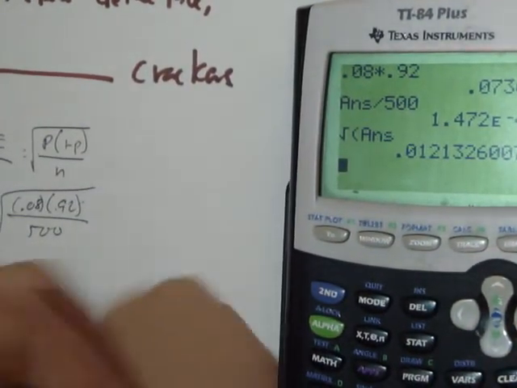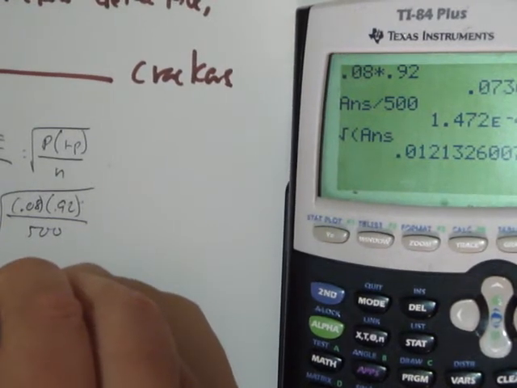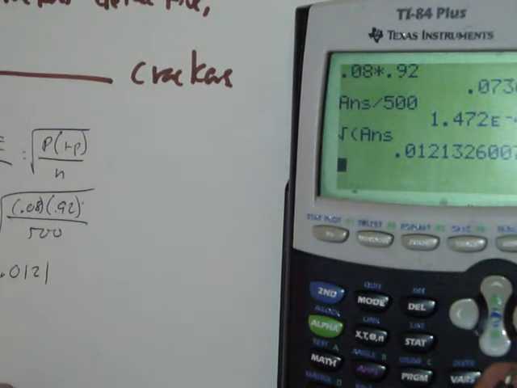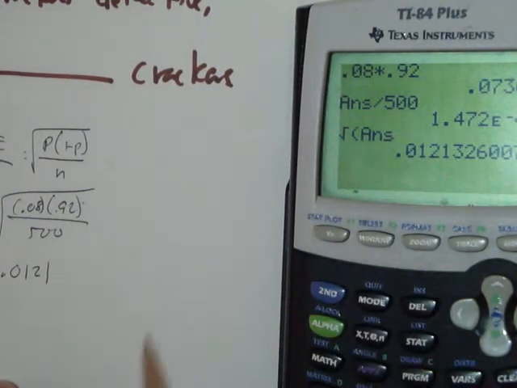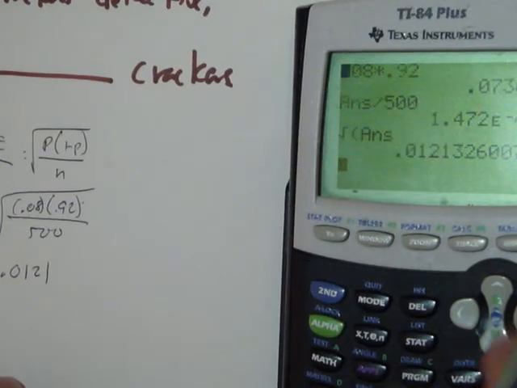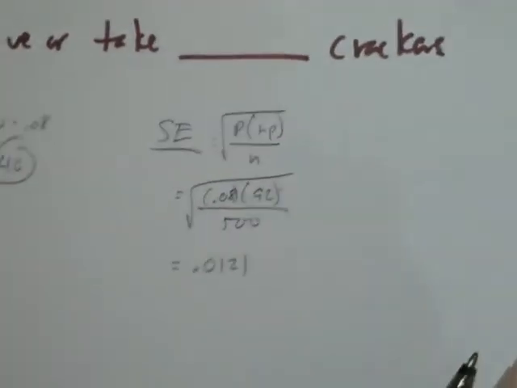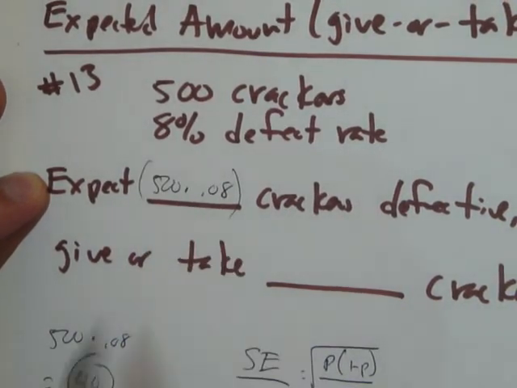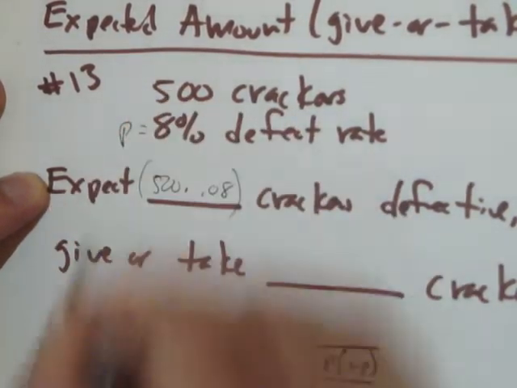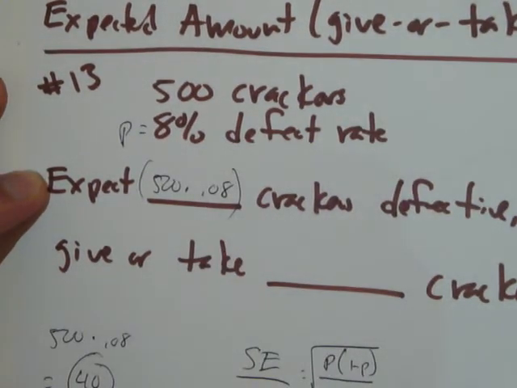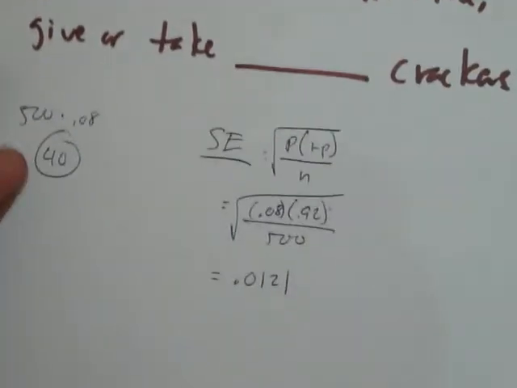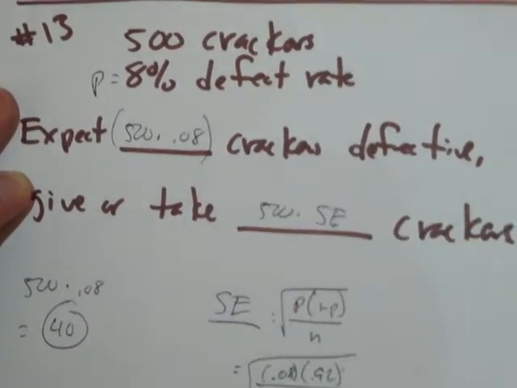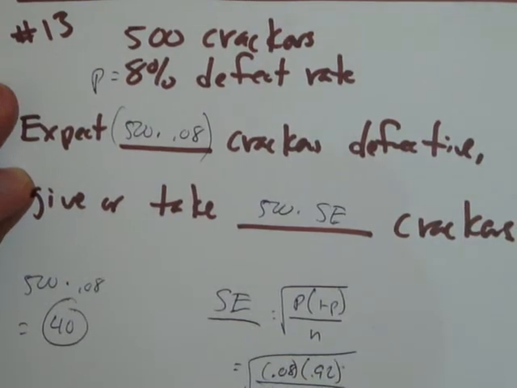So what do I get? I get 0.0121. Nearest 10,000th, that's pretty good. All right, so that's my standard error. So why did I find that? Over here, it was 500 times the p, essentially, to find the expected number of crackers. To find the give or take, we do 500 times the standard error, and that'll give us the give or take.